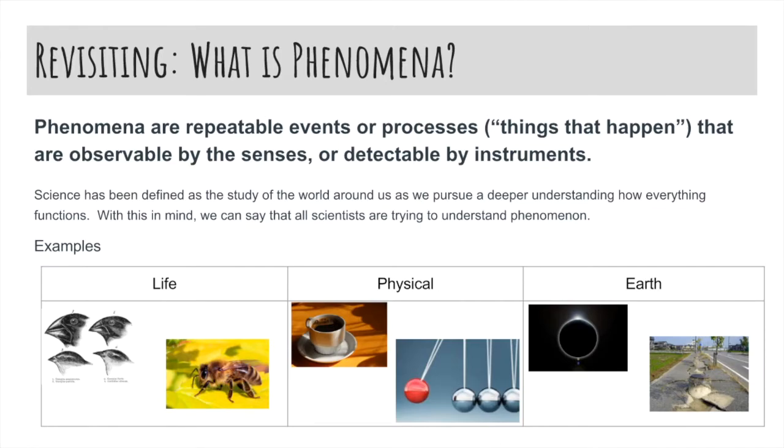Some examples of phenomena by science domain would be, for the life science, the evolution of different shapes of finches' beaks, or the number of bees decreasing. In physical science, some examples would be the motion of a pendulum or the changing temperature of a cup of coffee left on a countertop. And lastly, in earth science, some examples might be an earthquake or lunar eclipses.